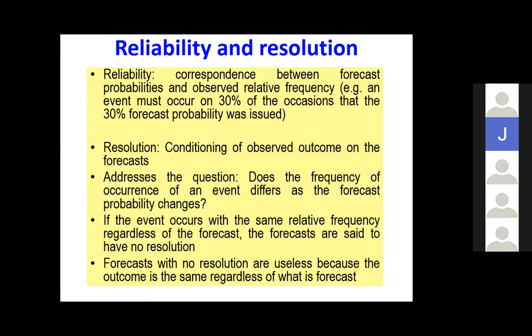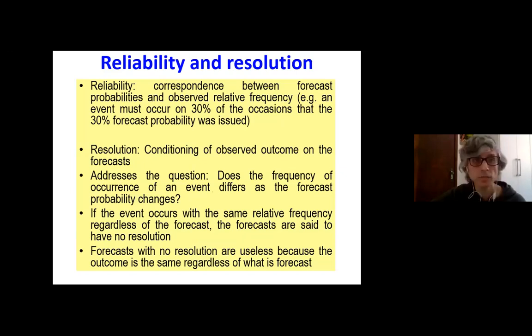The next thing I'd like to talk about is the other two attributes, reliability and resolution, which are also important for probabilistic predictions. If you remember, we talked about that already in the lecture from Nachiketa, and I think Laurie also already introduced that in his lecture at the beginning of the summer school. Reliability is actually the correspondence between the forecast probabilities and the observed relative frequencies. An example is that the events that we are forecasting must occur in 30% of the occasions that we issue a 30% probability of the event occurring. So if you issue a forecast probability, you have to be consistent in terms of the frequency of occurrence for that probability that you issue. That is reliability.